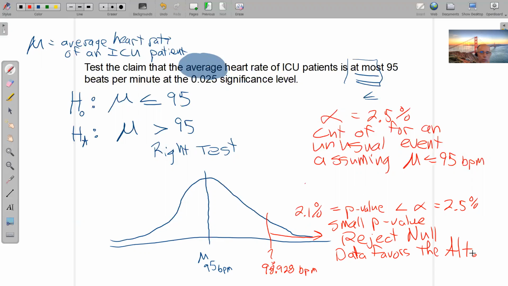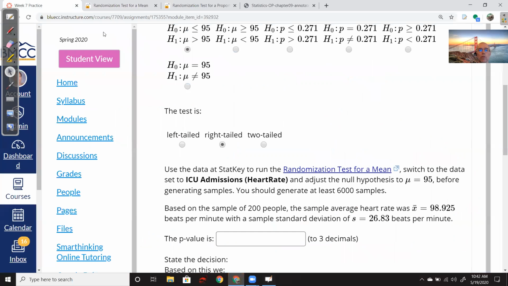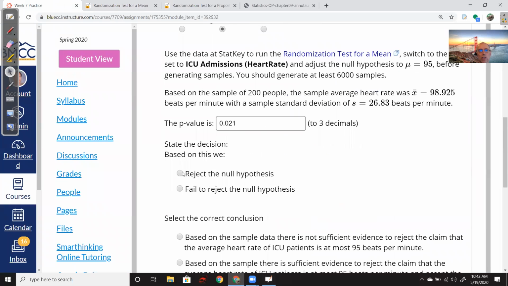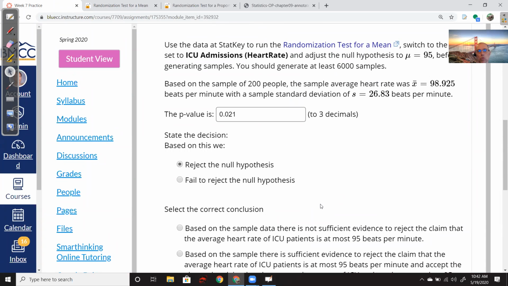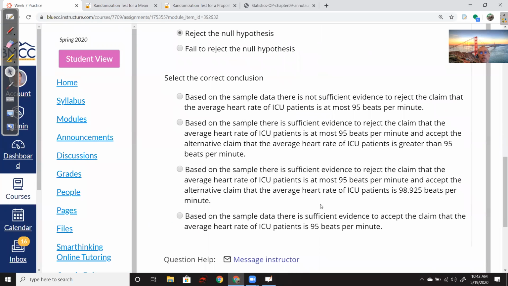Okay, so let's look back at the problem, and then I'll write a written statement for the press on this. Week 7 practice. Okay, so I got a p-value of 0.021. Notice there's no percent symbol out here, so I had to enter it as a decimal. Based on this, we reject the null hypothesis. And I wrote up a couple of conclusions. Now we have to pick the right one.